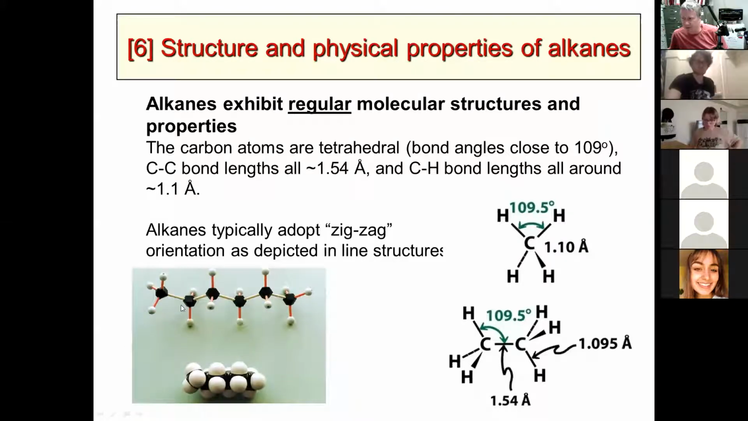So this is an example. It looks like hexane, right? 1, 2, 3, 4, 5, 6. It's hexane. So hexane would adopt this kind of zigzaggy structure, and that just keeps everything as far apart as possible. It's very happy in that kind of zigzag structure. This is the space filling model of the same thing. It just shows everything as a sort of spherical ball type thing.